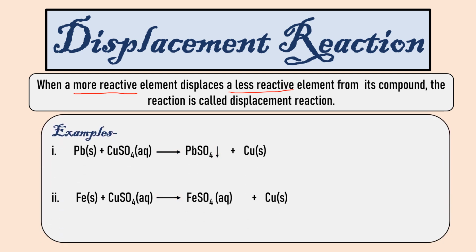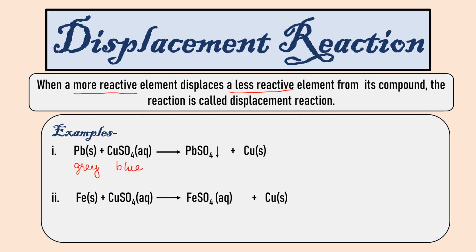The first example here is lead. This is lead, which is gray in color. S means solid, it is in solid state. And here copper sulfate, aqueous. AQ means aqueous. That means copper sulfate crystals are dissolved in water. The solution is blue in color. Now, when lead is added to copper sulfate solution, the reaction takes place and what do we get as product? We get lead sulfate and copper metal.